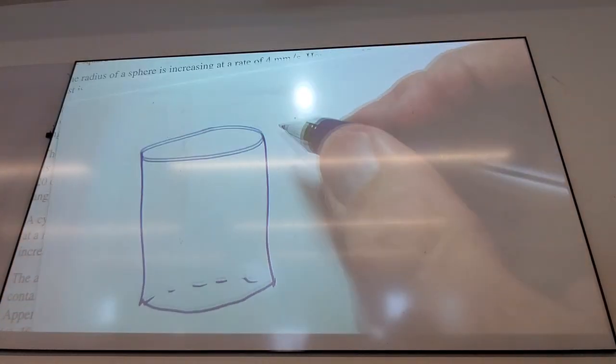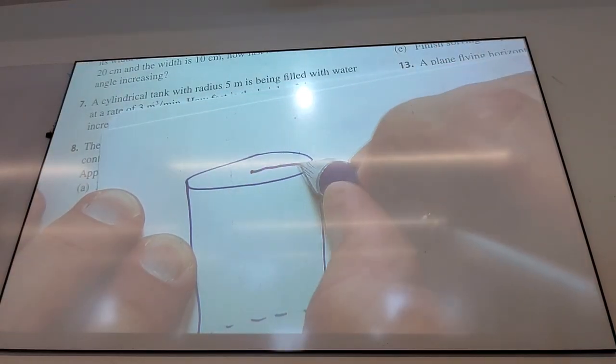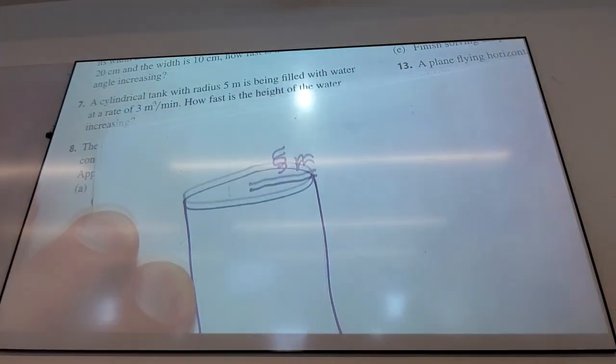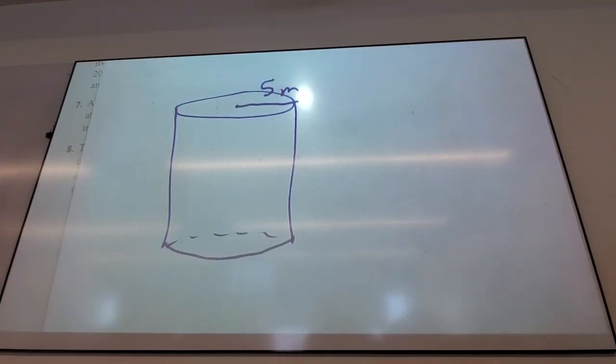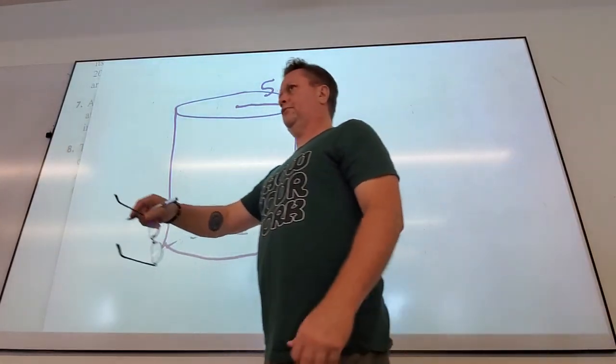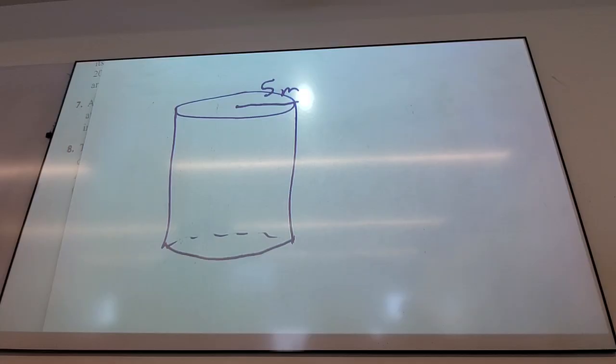Now, let's label some stuff. We know the radius of this cylinder is 5 meters, yes? We don't know the height of the cylinder, but why does that not trouble me? What do I actually need to know the volume of? Not the whole cylinder. I don't care about that because that's not changing. What's changing over time? The height of the water.